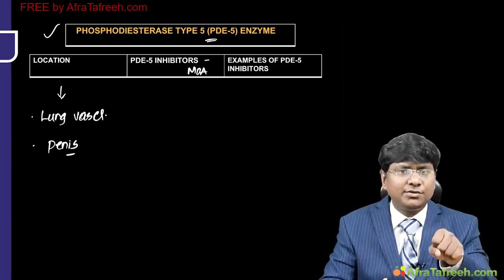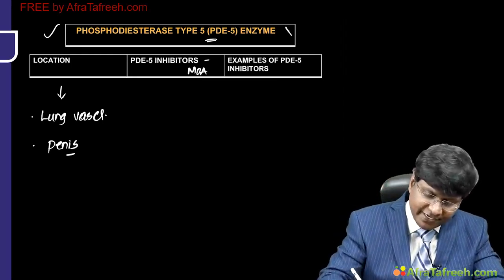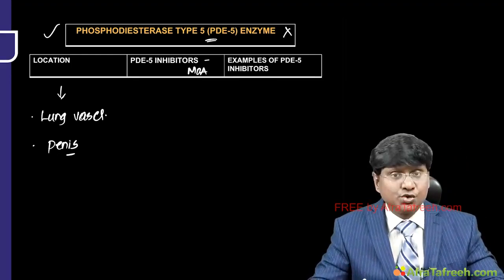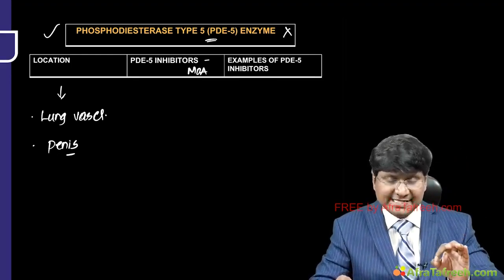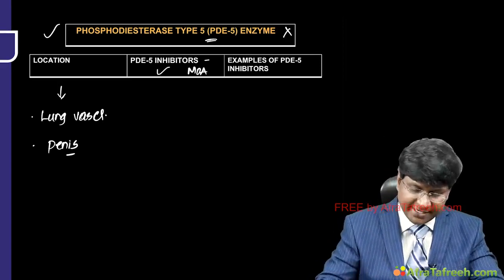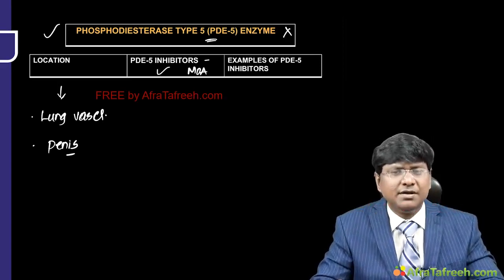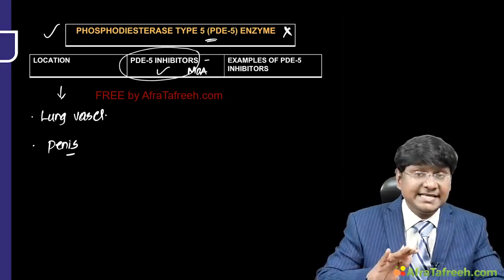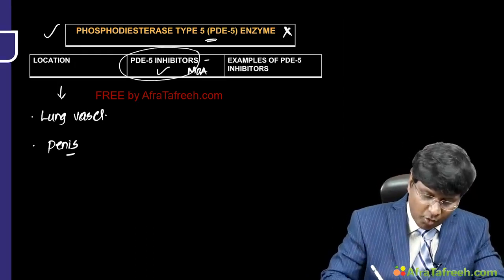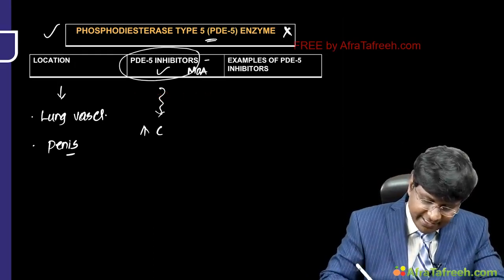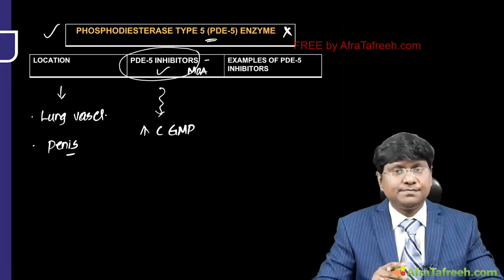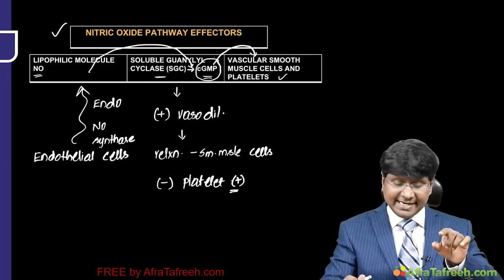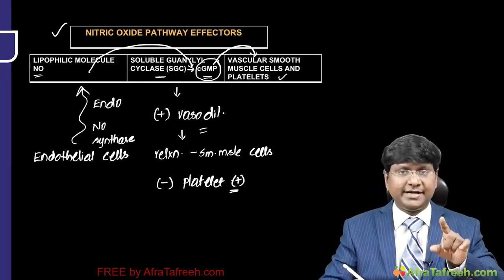So what we want now is for this phosphodiesterase 5 enzyme to be inactivated, right? This inactivation is done by phosphodiesterase 5 inhibitors. What is the advantage? Once the enzyme is inactivated by inhibitors, there will be an increase in the cyclic GMP levels. So what you want now is the increase in cyclic GMP. Why? That will cause vasodilatation.